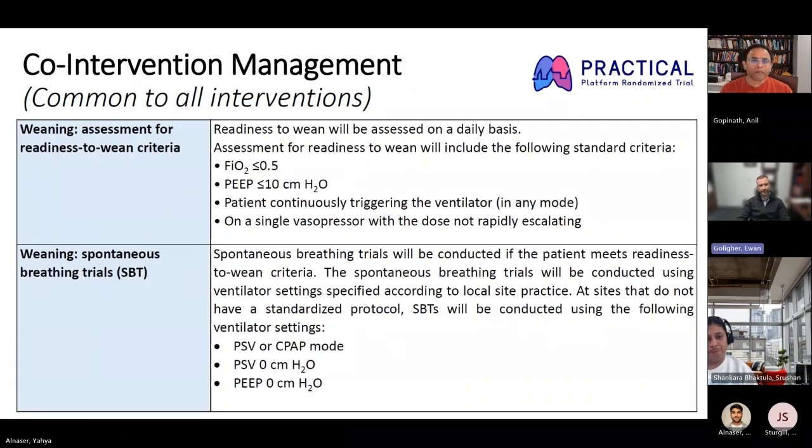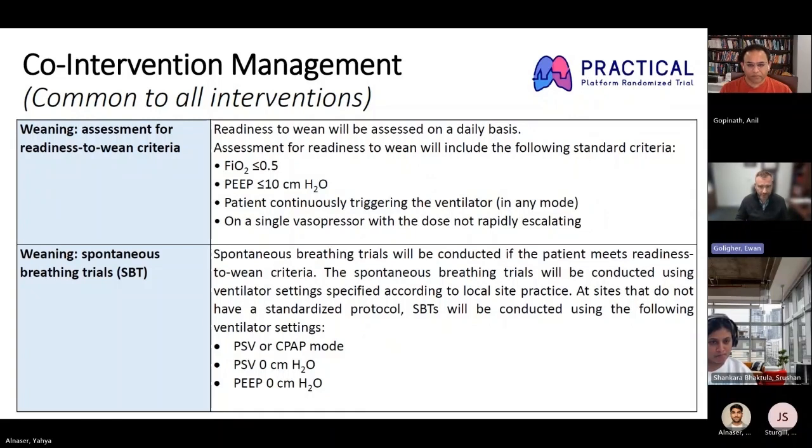Next slide. So the first co-intervention protocol is weaning, and we've specified fairly broad criteria for a daily assessment of readiness to wean. And if the patient meets any of these criteria, then we suggest they undergo a spontaneous breathing trial. The spontaneous breathing trial should be conducted according to your site protocol. So if you have a standardized protocol for how you do the SBT, then that should be followed.